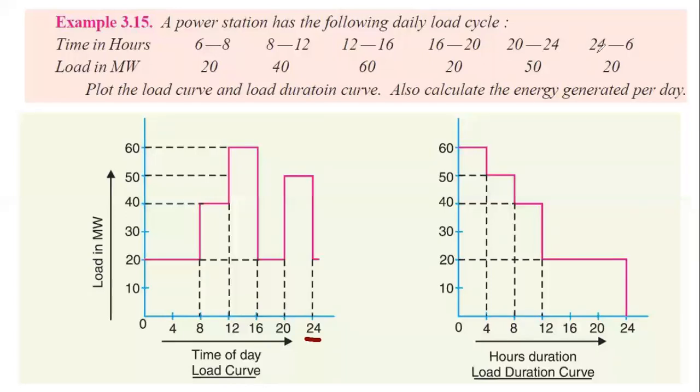From 24, which is midnight, to 6 in the morning, the load is 20 megawatt. Even from 6 to 8 it is also 20, so we just extend that line to 8. Till 8 the load demand is 20. From 8 to 12 it is 40, so we increase that. Then 12 to 16, that means till afternoon 4, it is 60, so we draw that.